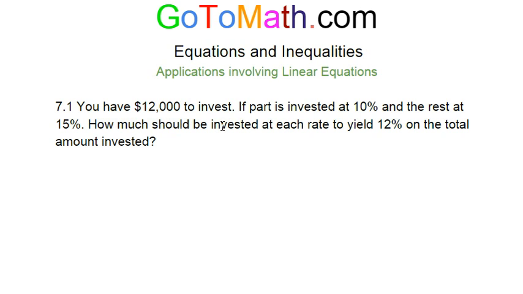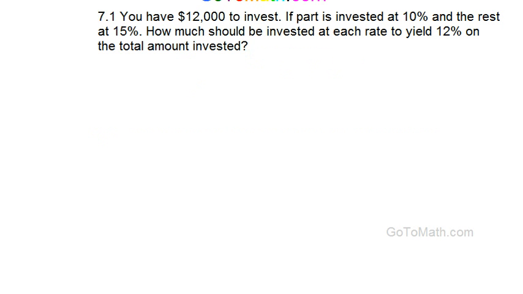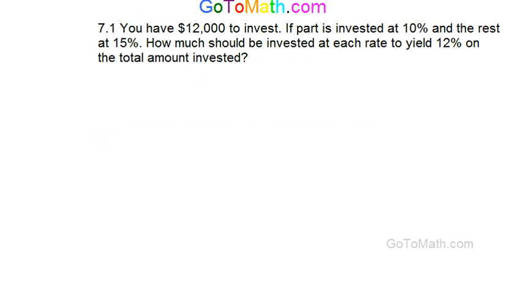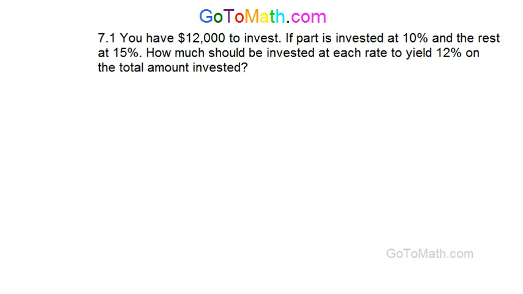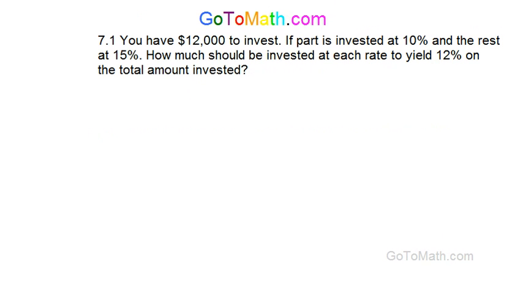You have $12,000 to invest. Wish I had $12,000 to invest. If part is invested at 10% and the rest at 15%, how much should be invested at each rate to yield 12% on the total amount invested? Total amount invested, huh? Okay, so we're going to set up a linear equation and just find that out.